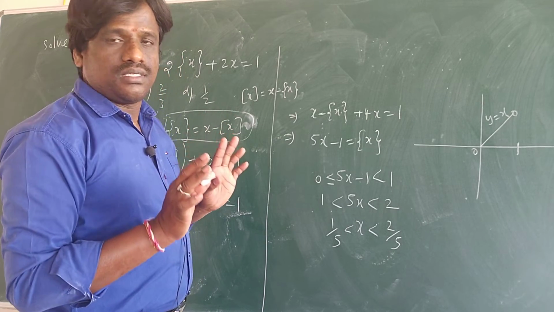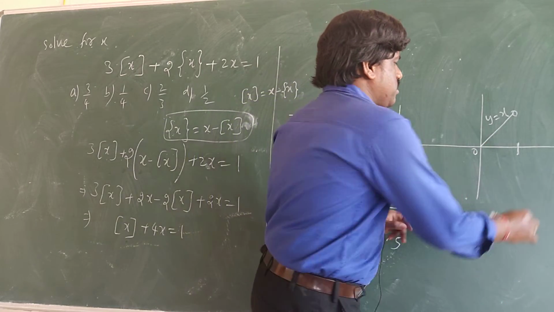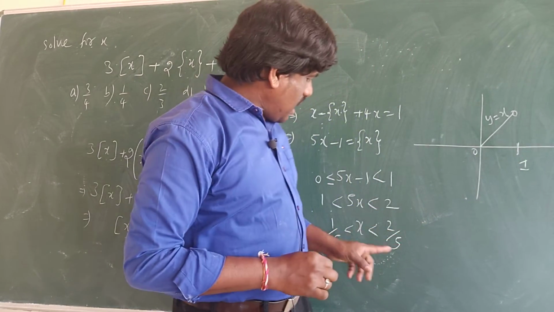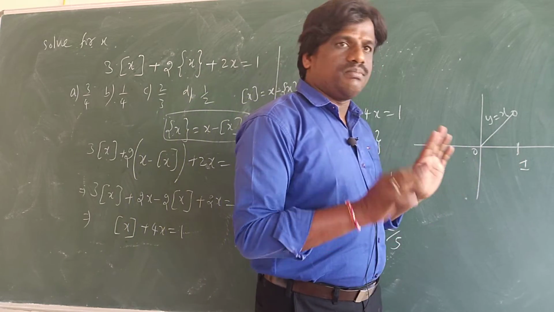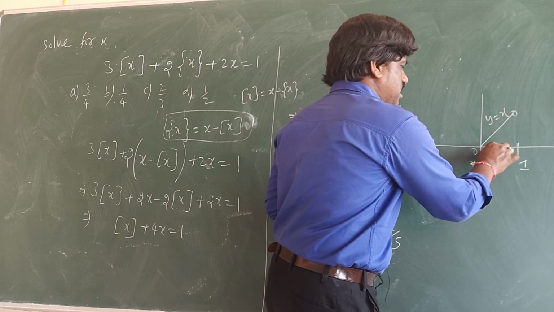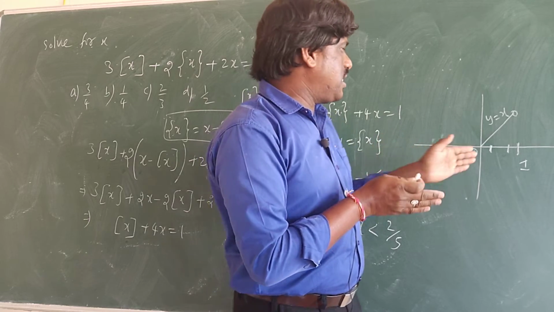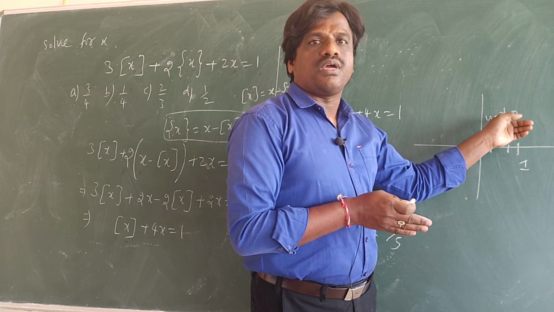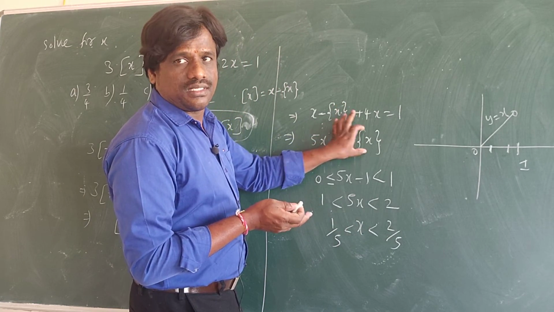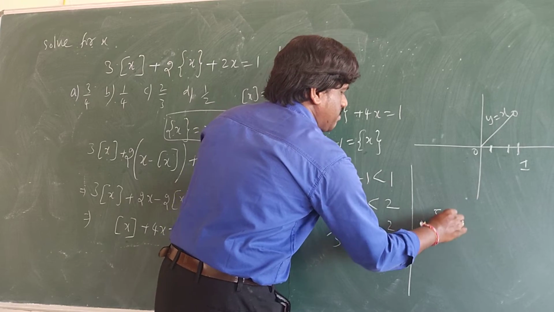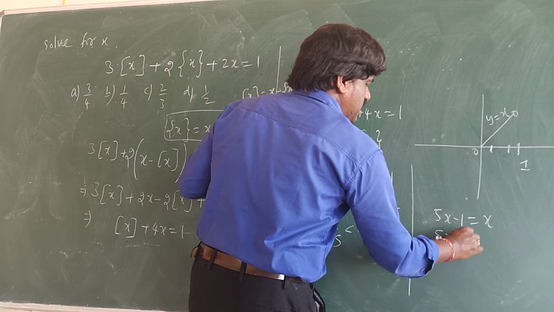Trying to make you understand. They are looking for the solution, I am explaining the answer. So 0 to 1, this is 0 to 1. I got the x value lying between 1 by 5 to 2 by 5. So the domain is this: 1 by 5 is here, 2 by 5 is here. As per the fractional part, what output will I get? x I will get. It means this fractional part will change into x. So what will I get as the answer here? 5x minus 1 is equal to x. So what do I get here? 5x minus x is equal to 1.